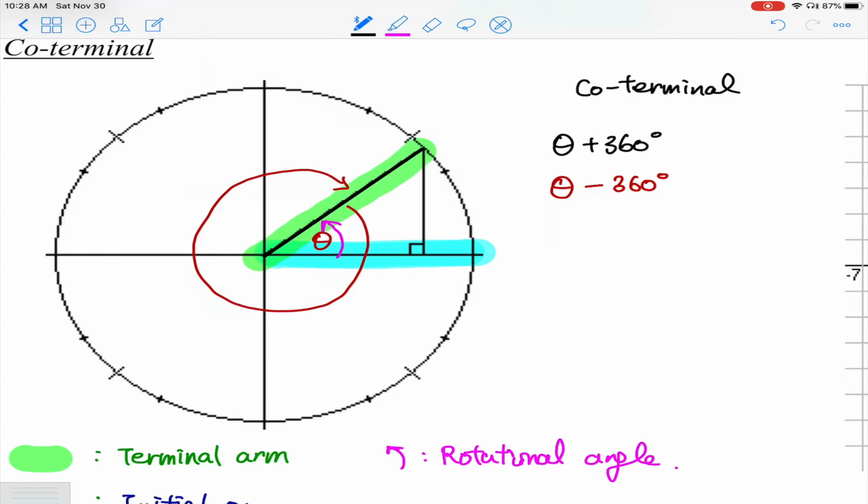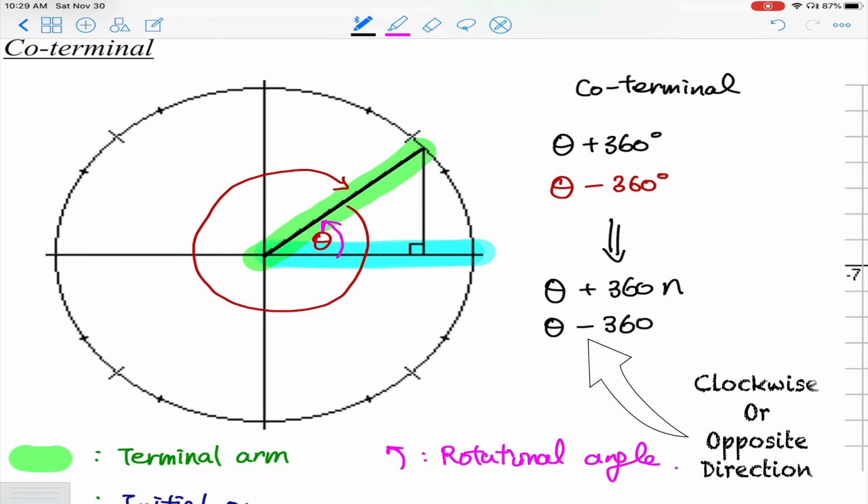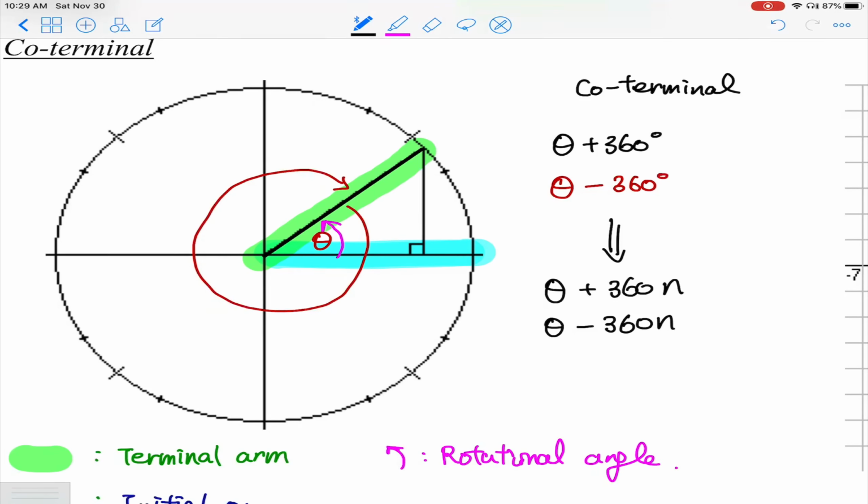So all you have to do as a final formula is one positive coterminal angle is theta plus 360 times the number of revolutions. Another one is then the negative. So it is theta subtracting 360, the one revolution, times the number of revolutions. This is a confusing concept, so make sure you do understand this. If you don't, leave a comment below, and I will answer them.